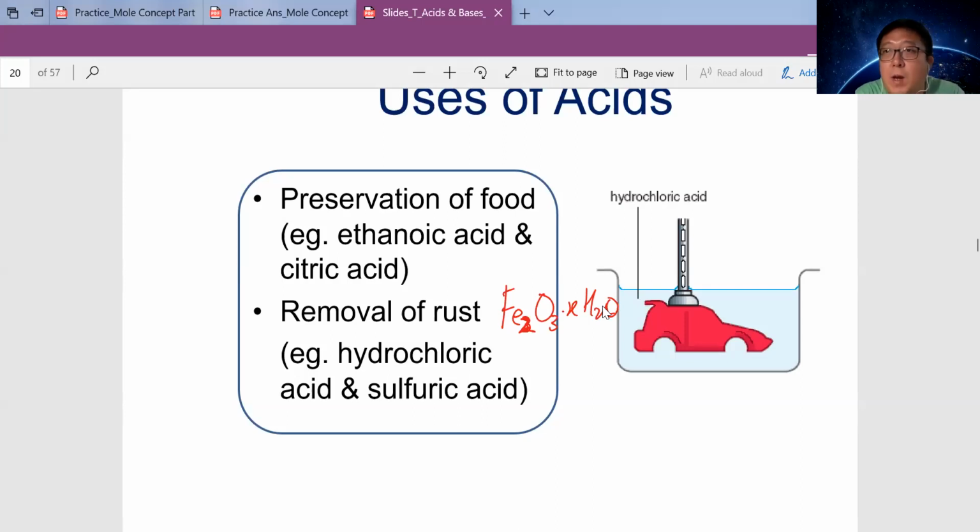Can you write down somewhere? Hydrated iron(III) oxide, that is rust. I know that some of your teachers tell you iron(III) oxide is rust. That is not correct technically, because water and oxygen are needed for rusting. So the compound that you see rusted on your chair, when school is open and you go back to your school, you can find rust.